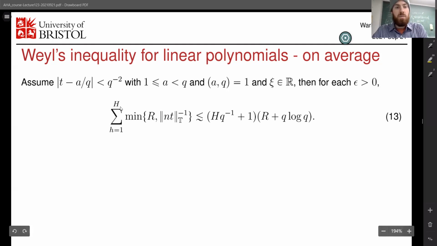The trivial bound would be h times r, because I always have this minimum by r, right? If this is much worse than r, then I've discarded it. I just use the trivial bound. Great. That comes up here, h times r, but it turns out that you can actually basically save a factor of q, because there's some hidden periodicity in this exponential sum.